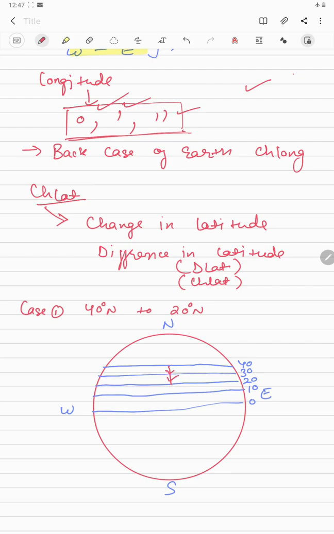So how many degrees have I moved, guys? Very simple. From 40 I came to 30, so I moved 10 degrees. From 30 I moved to 20, so I moved another 10 degrees. So in total, how much have I moved? I have moved 20 degrees. But in which direction? I am going downward. So I am going in the south direction.